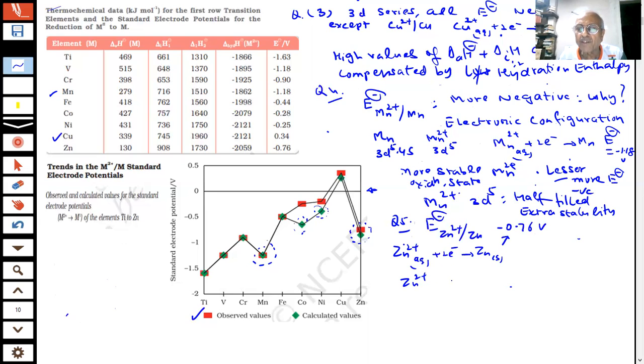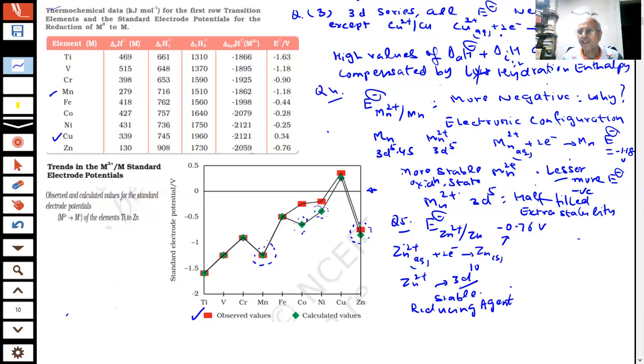So what is the configuration of Zn2 plus? Zn2 plus will be 3d10. So it has a completely filled d orbital, stable. The answer is according to the question. So 3d10 is a stable configuration. Therefore zinc acts as a reducing agent. The question could be put in a different form, but the answer lies the same. When I say it is a reducing agent, you say okay, because the standard electrode potential is negative, therefore it is a reducing agent.